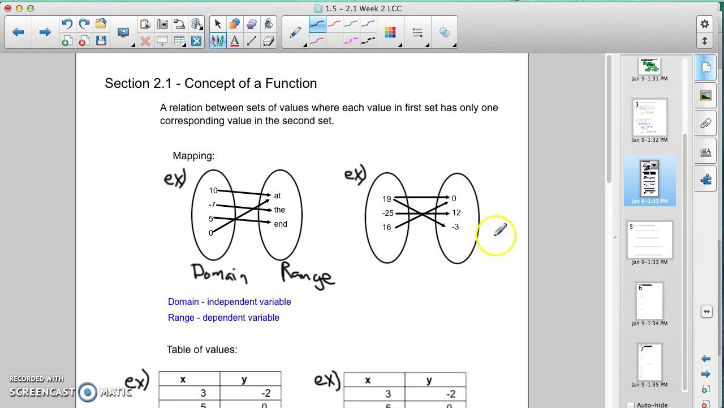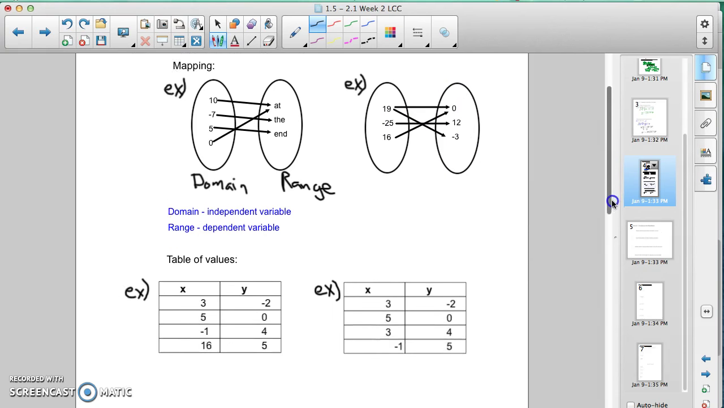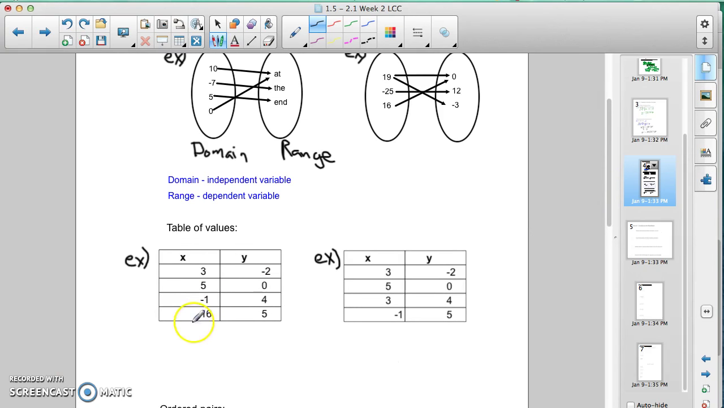Now in the table of values, the domain is in this column. This is the domain, and this is the range values. Here's me abbreviating already. And these are the range values.